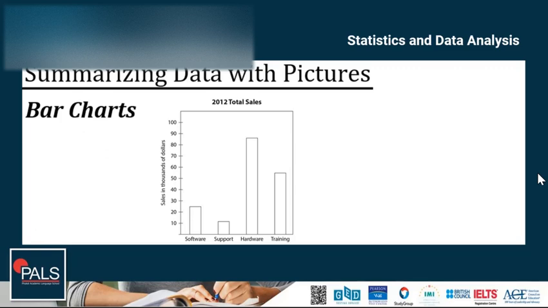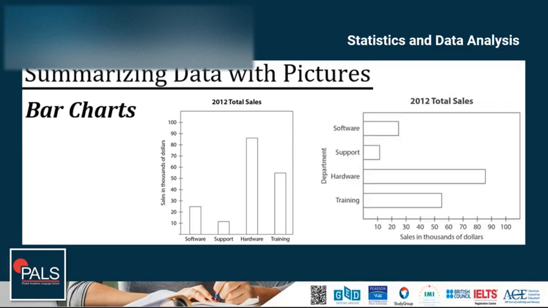$25,000. Now you can see at a glance that the hardware and training departments earned far more in sales than the software and support departments. Bar charts are a good way to illustrate contrast of this kind.